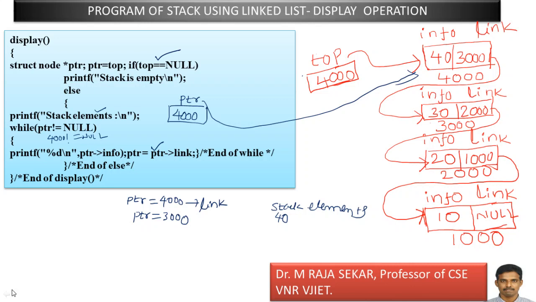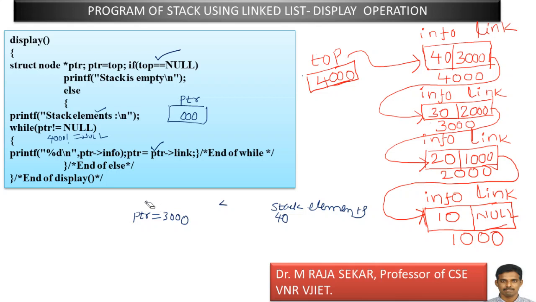Therefore, PTR is updated, isn't it? Let me update PTR. Instead of 4000, I must write 3000. I must also remove this link. Actually, this PTR is now... let me remove this one also.